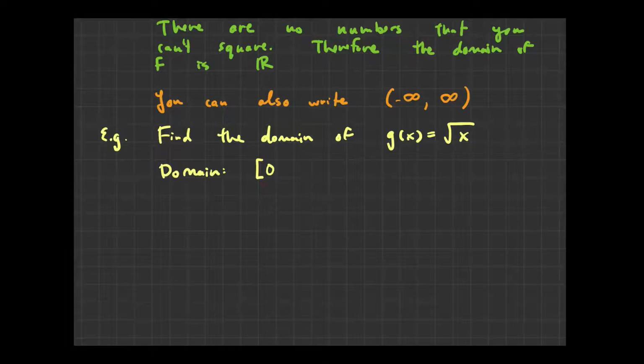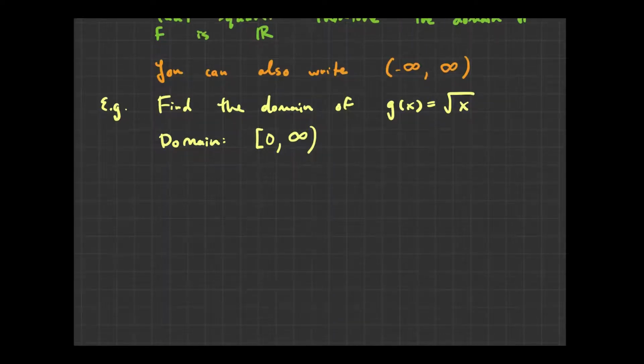After that, as long as we have any number bigger than 0, that is a positive number, we're fine. So we'll have positive infinity. We follow that by round brackets, because like always, we can't include infinity because infinity is not actually a value. It's more like a direction. So that's one way of writing it. This is what we call interval notation.